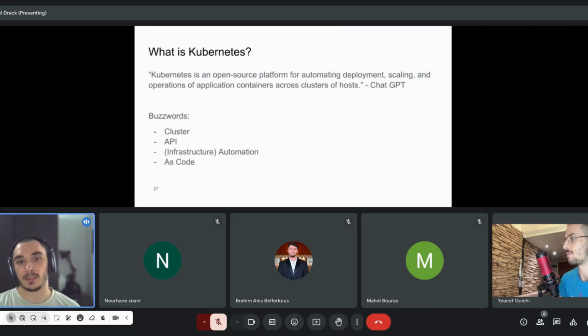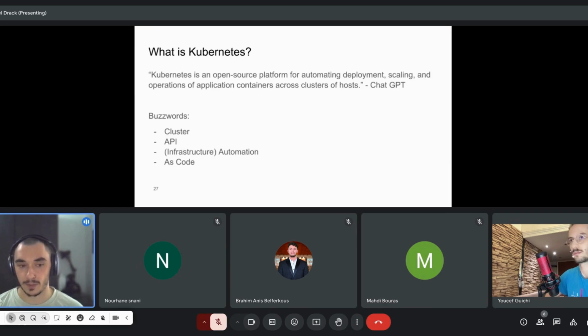Okay, so Kubernetes is actually like an open source platform for automating, deploying, scaling operations of application containers across clusters of hosts. That's what ChatGPT says. The big buzzwords you need to consider when you think about Kubernetes is it's a cluster. So you usually have 2 or more or 3 or more nodes in one cluster. You can also have single node Kubernetes, but that's somewhat out of the ordinary.